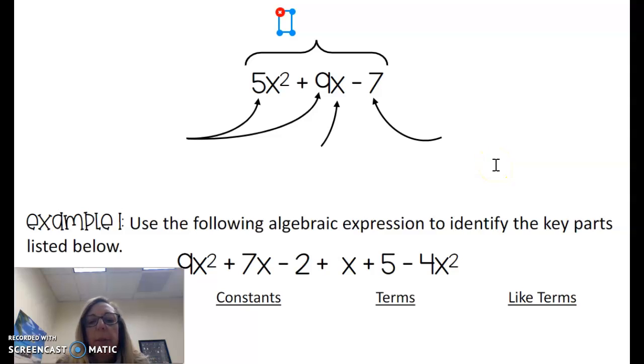Hey everybody, today we're going to be talking about algebraic expressions, the parts, and we are also going to talk about combining like terms, which is something new. So remember, anytime I type, you're typing. Anytime I write, you're writing as well.